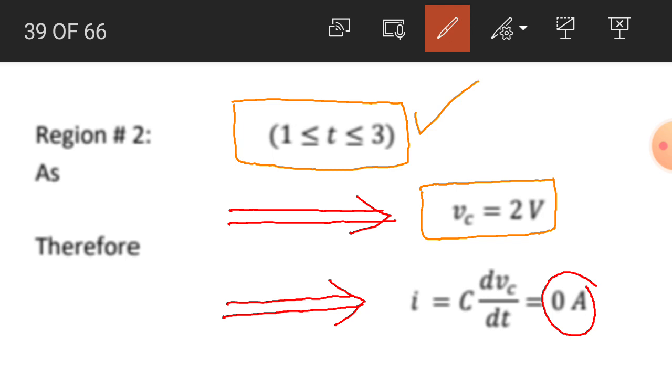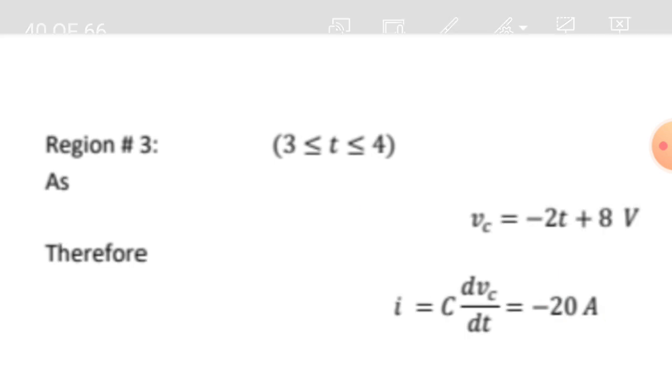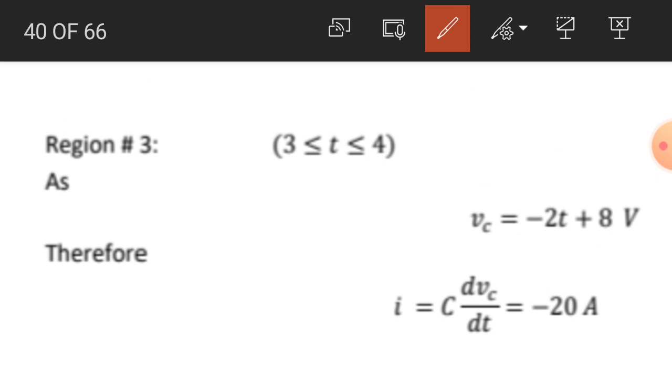You see, the voltage across the capacitor in this region is constant. When you differentiate the constant voltage with respect to time, you obtain 0. So this is the current in region number 2. Now let us calculate region number 3. Here is region number 3, where the time is changing from 3 to 4 seconds.